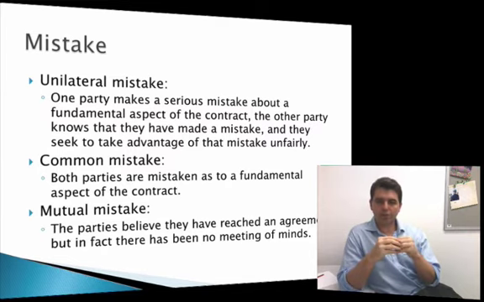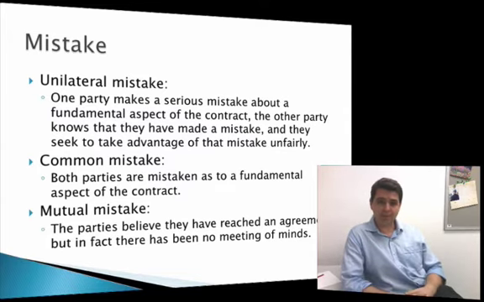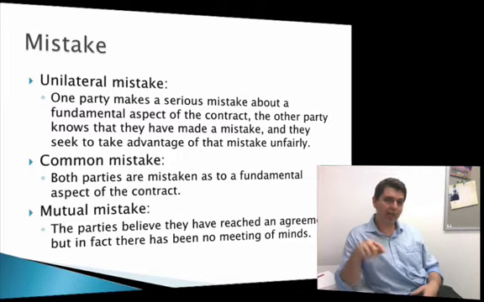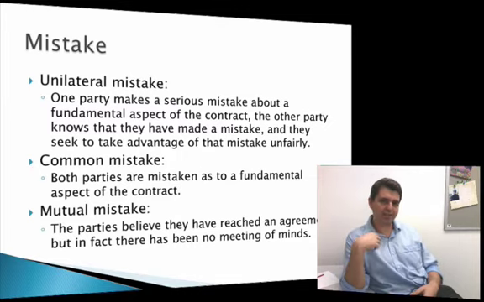The second kind is a common mistake, and in the common mistake we have both parties making a mistake about a fundamental aspect of the contract. So they're both mistaken about something that's very important to the contract. The third kind of mistake that we can see here is the mutual mistake. Now the mutual mistake is where people believe they've got a meeting of minds, but they actually haven't. They're mistaken that they've got a contract. So it's not a mistake about a fundamental issue of the contract. It's an actual mistake as to whether they've agreed as to what the contract actually is.